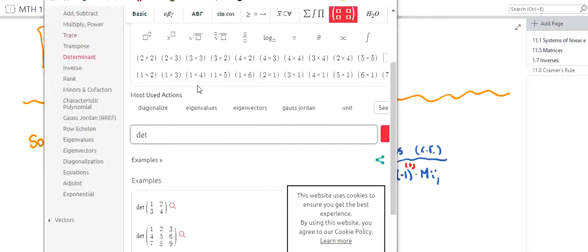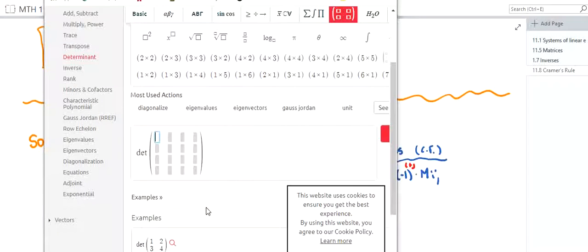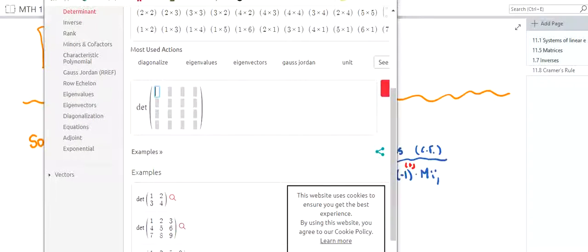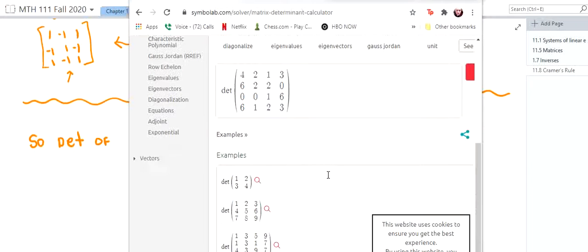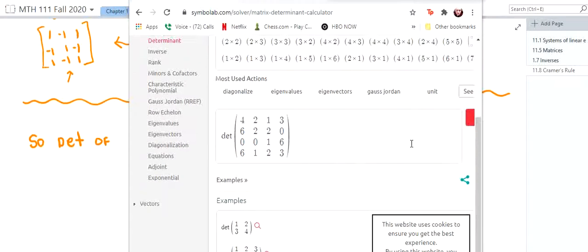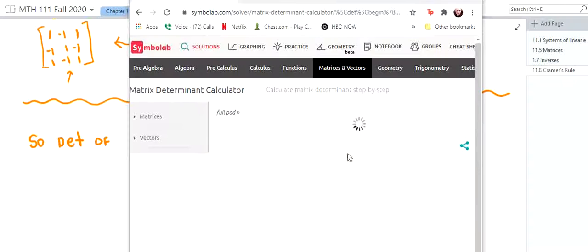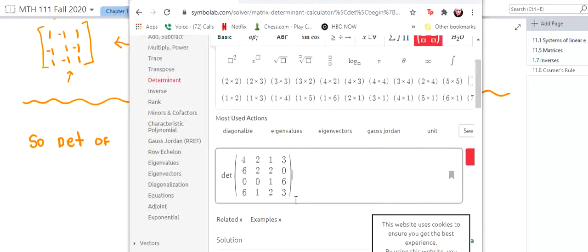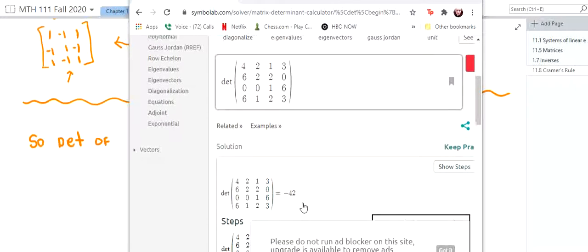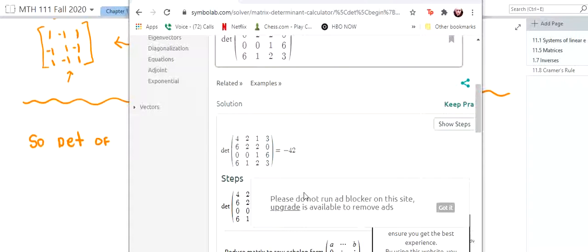So I don't see 4 by 4. There it is. Here's a 4 by 4 determinant. And let's put in our values here. And then hit the button, and it says the determinant is minus 42.